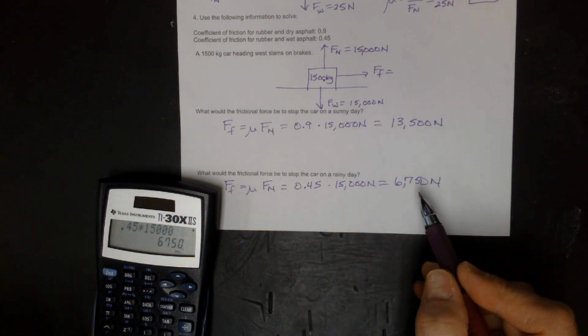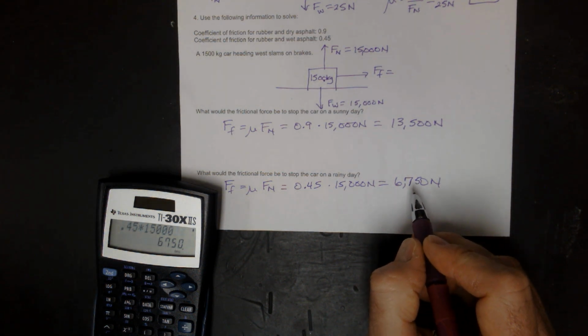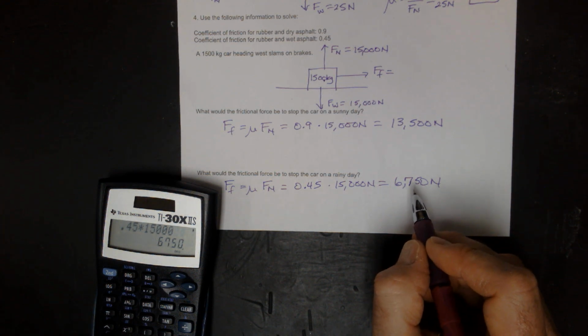All right, so that rainy pavement doesn't have as high of a coefficient of friction, which means there's going to be less force available to stop your car, which means it's going to take a lot longer to stop.